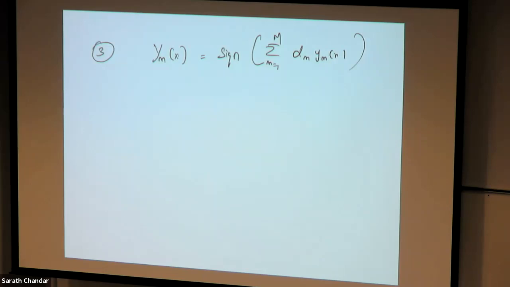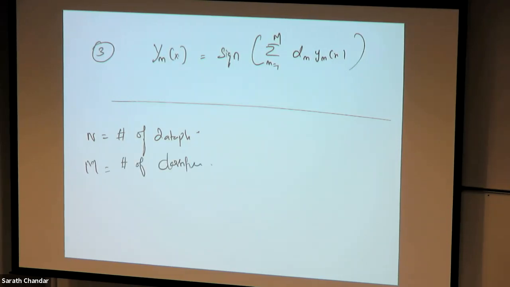Is that clear? Okay. What is M? It is the number of times you want to do it. Capital M, maybe? That's the number of classifiers we have. N is the number of data points. M is the number of classifiers. Is that clear?